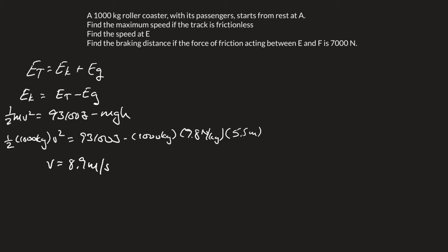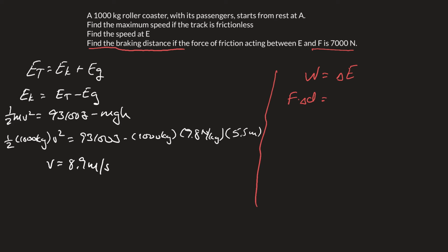To solve for this last part, the braking distance, if the force of friction is 7,000 newtons. So we have some sort of force and we have some sort of distance. That should clue in that we're going to be solving for work or using work to solve. So work is just going to be our change in energy. Work we know as F delta D. Our change in energy here is our change in velocity, essentially, which is going to go from 8.9 to 0.